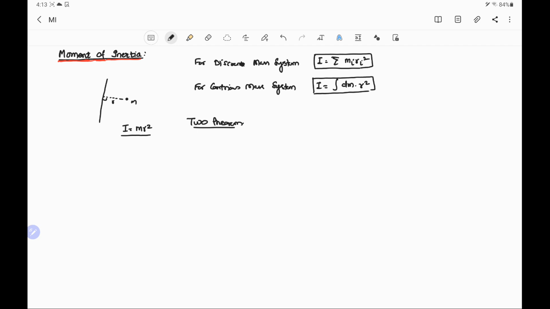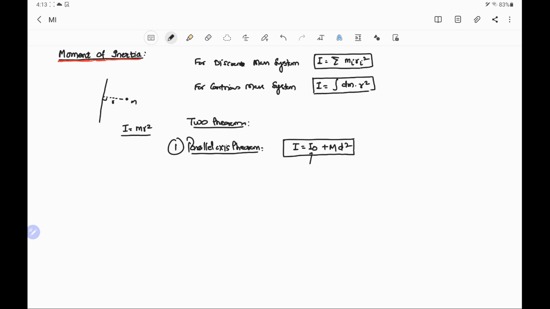One is the parallel axis theorem. It can be mathematically written as I equal to I naught plus m into d square. We have to remember it. Very important relation, very important theorem it is.